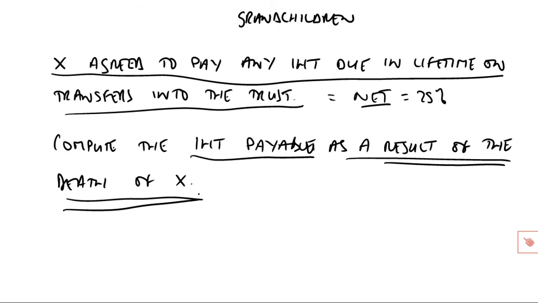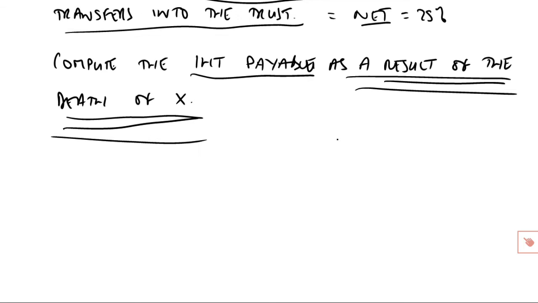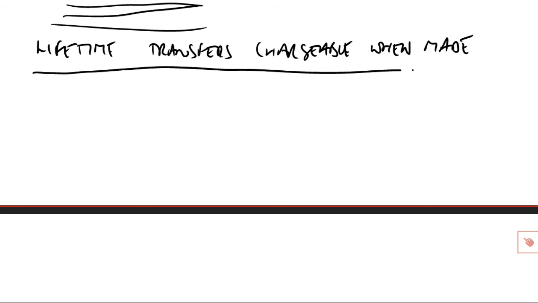So, here, to start it off therefore, although not explicitly required, they just want the tax payable on death, we have to set up a computation now headed lifetime transfers chargeable when made. Lifetime transfers chargeable when made. So let's set that up. Now this is only applicable, of course, where we have CLTs.